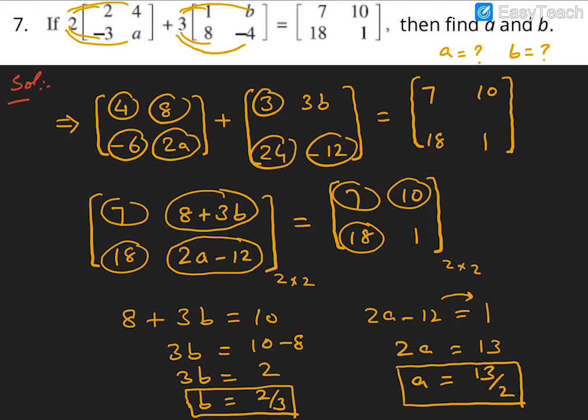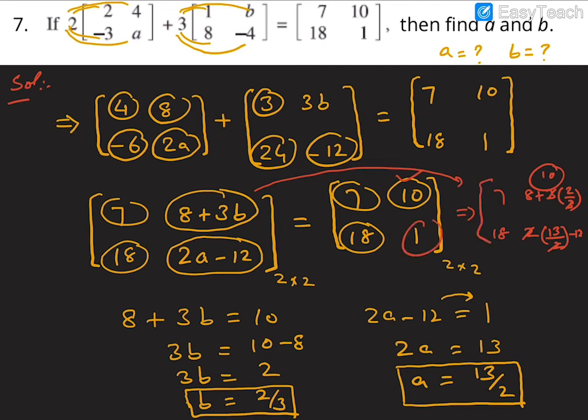If you take the value of B, 2 by 3, here in this equation, so you can see what will come. It will be 7, 8 plus 3B. What is B? B is 2 by 3. So 3 cancels with 3. 8 plus 2 will be 10. So this is coming equal to 10. 18 here, and then 2A minus 12. 2A, what is the value of A? A is 13 over 2 minus 12. So 2 cancels with 2. 13 minus 12 will be 1, which is same. So like this you can check your answer also.